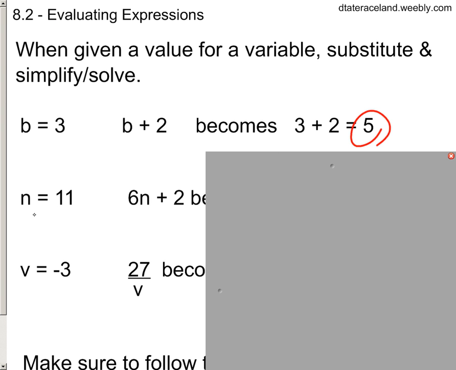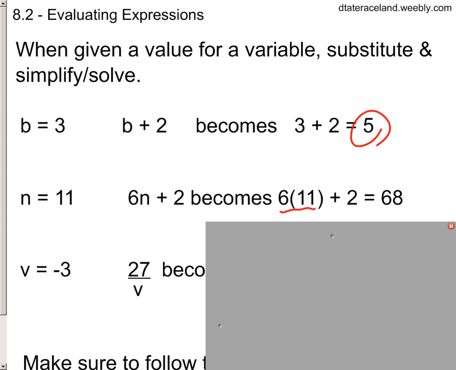Okay, n equals 11. Now right here what's happening is this 6 is sitting next to this n, and that means that they're going to be multiplying each other. So when I take that n and I make it into 11, it does not make it 611. That's not the case at all. I know it could look like it, but you need to put a multiplication symbol in there, or perhaps put parentheses around the 11 to show that the 6 multiplies the 11.